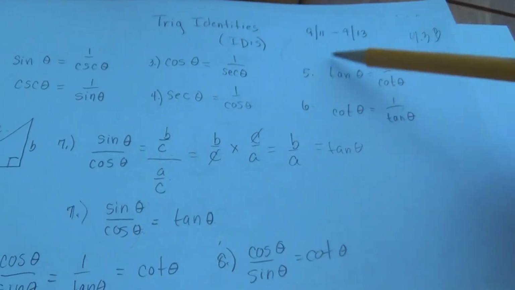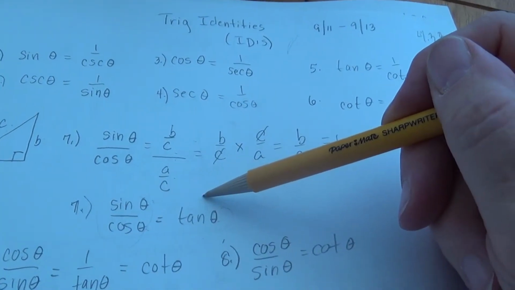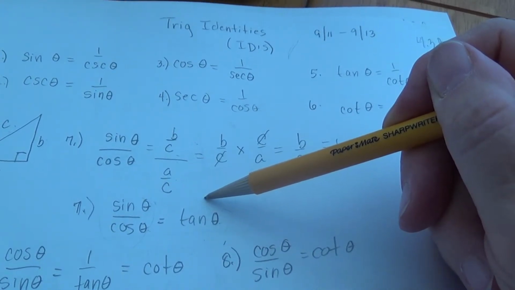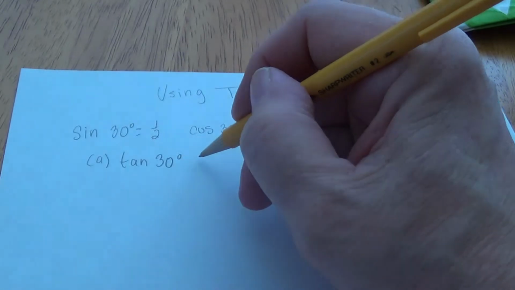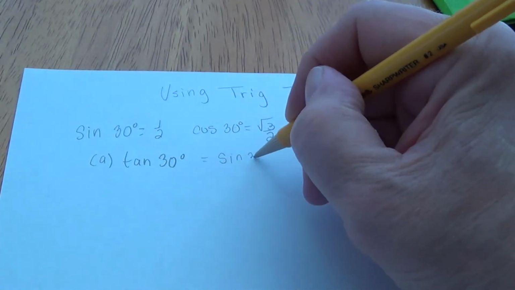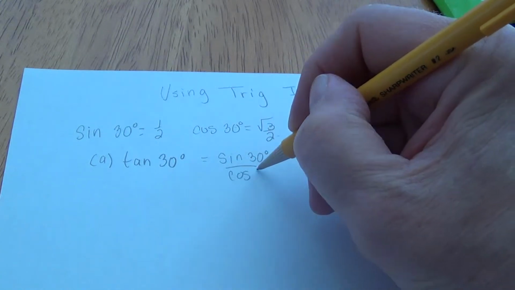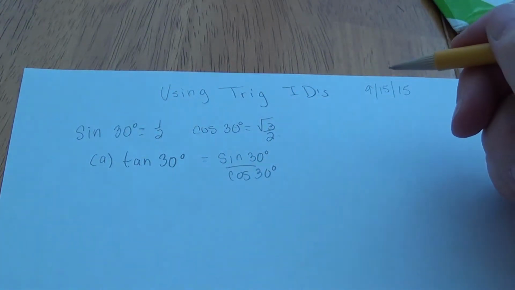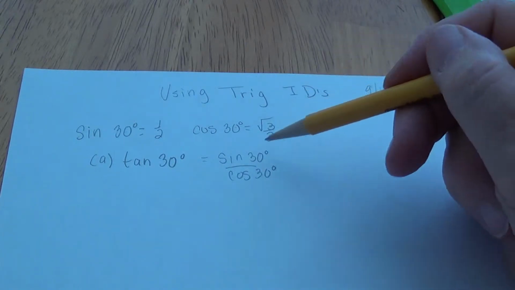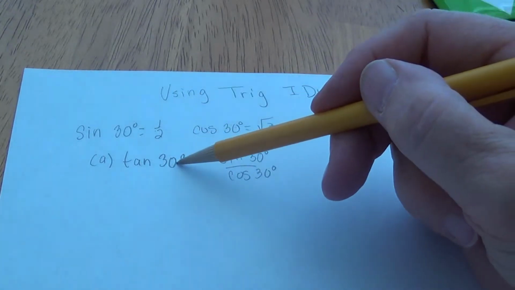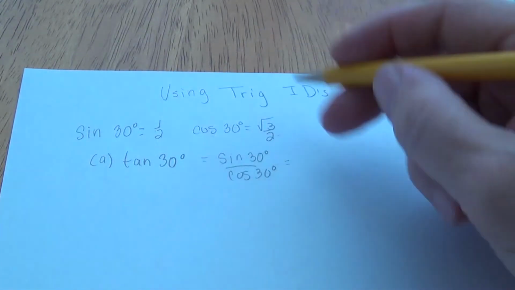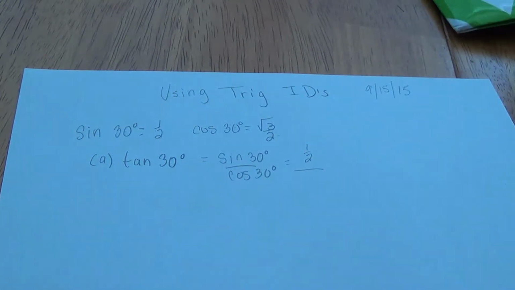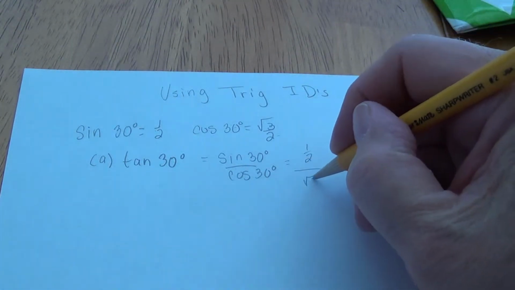And it was right here. Number 7. It said sine of theta over cosine of theta is tangent. So I can find tangent of 30 by looking for sine of 30 over cosine of 30. Because of that trig ID, sine divided by cosine is tangent. I know these values from here, and I can find this value because these are equivalent. So sine of 30 is given as 1/2 divided by cosine of 30, which is square root of 3/2.